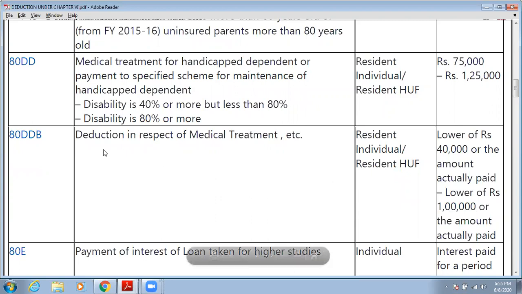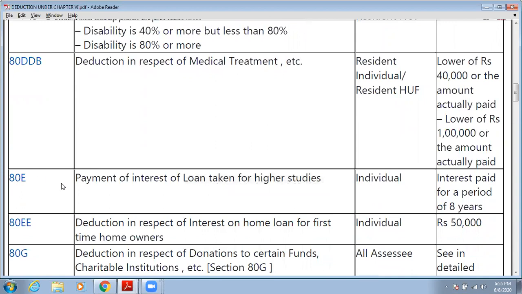Okay. So this is the deduction in section 80DD. Now the next deduction is for 80E. When will this deduction be allowed? On payment of interest on a loan taken for higher studies. If you take a loan for your higher studies and you pay interest on it, then in that case this deduction will be allowed.